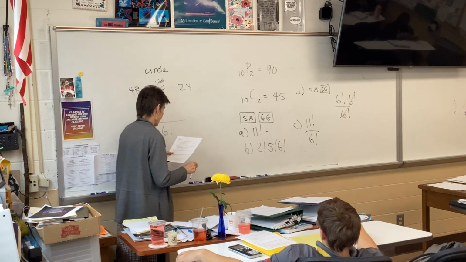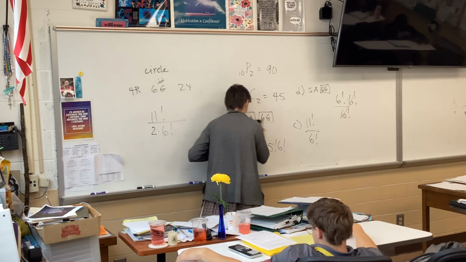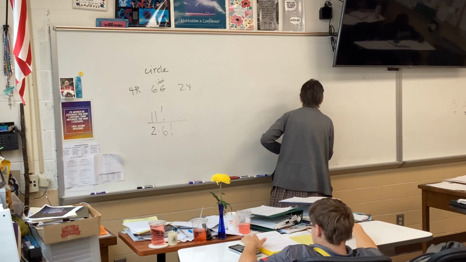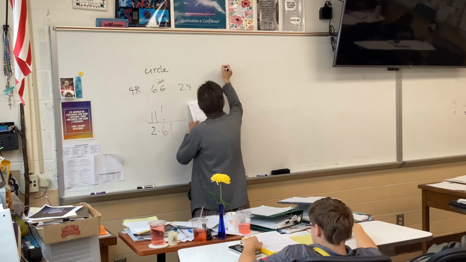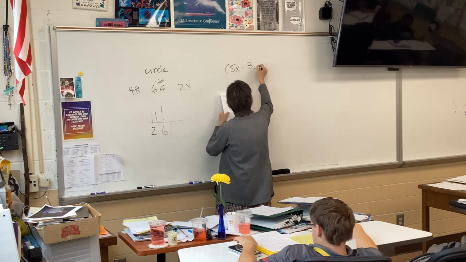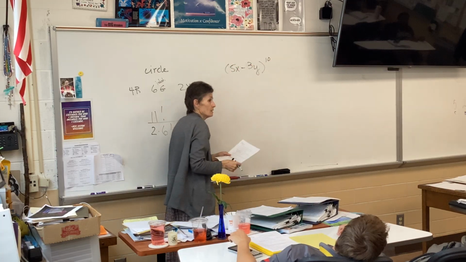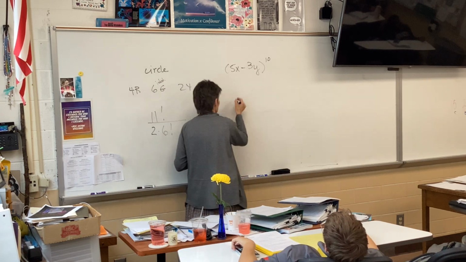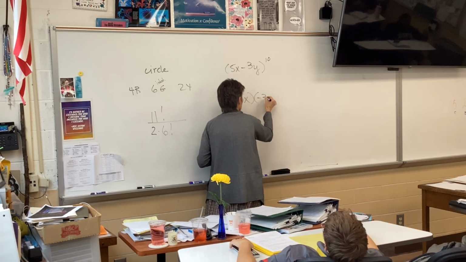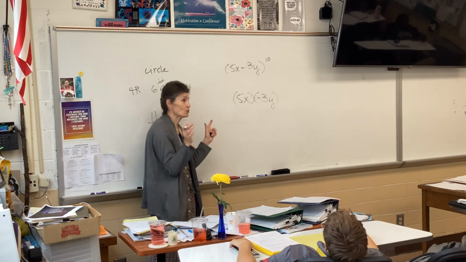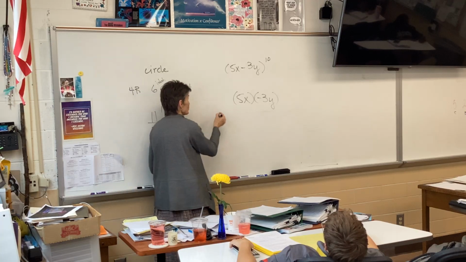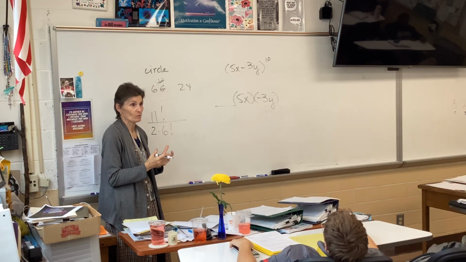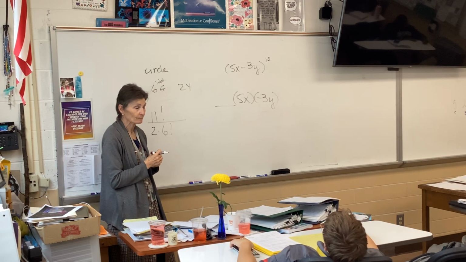Okay, that was 7. 8. Find the third term. So (5x minus 3y) to the 10. I know that every term of this is going to have a 5x and a negative 3y, right? Every term is going to have that. And every term is also going to have a kind of foundational number there, a coefficient to get us started.